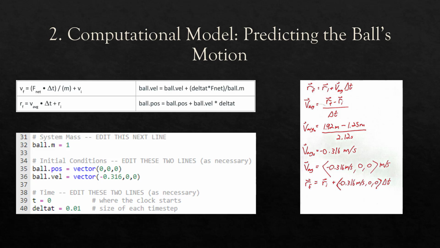The excerpt from my code in the bottom left shows how I implemented these equations into the Python script for the initial conditions. I did not change the mass of the cart because the mass cancels out anyway in Newton's second law when the velocity is constant. I set the initial position to 0, 0, 0 to simplify the data analysis later on. The cart traveled to the left, so I also set my initial velocity to a negative value.